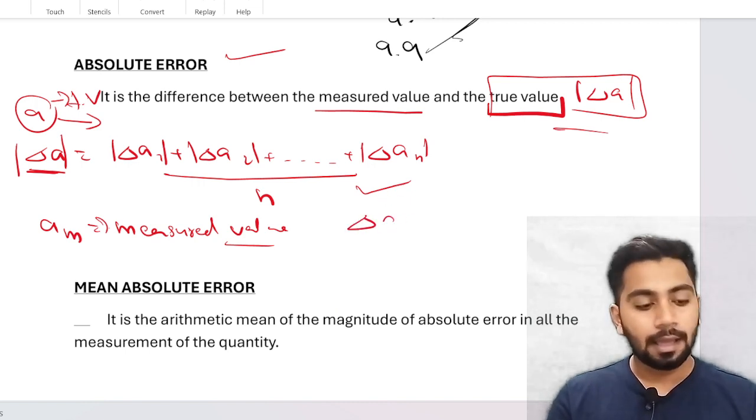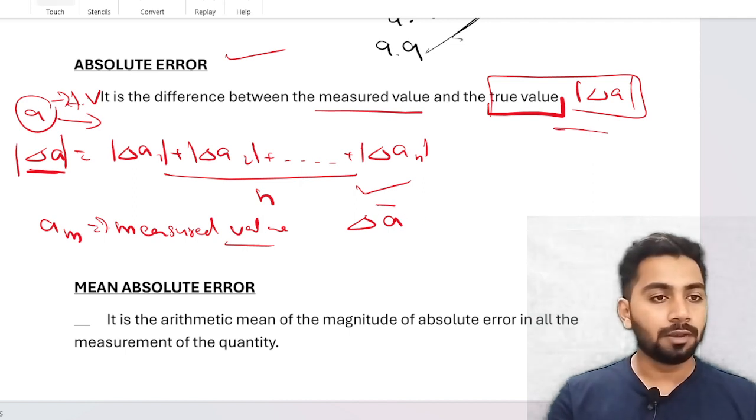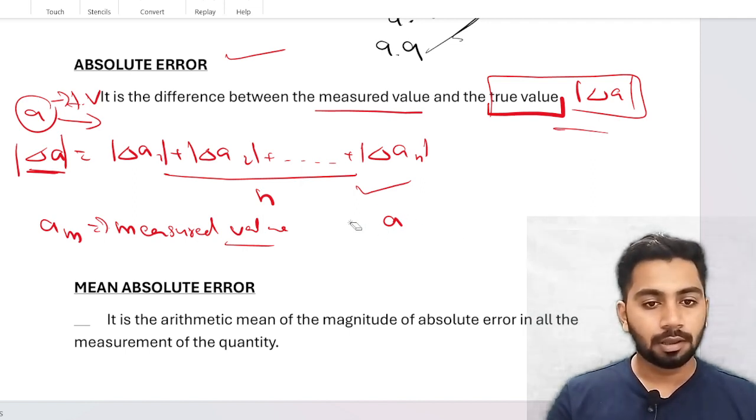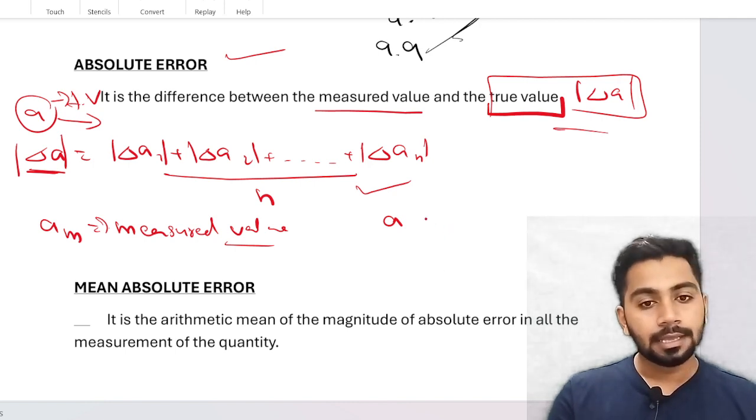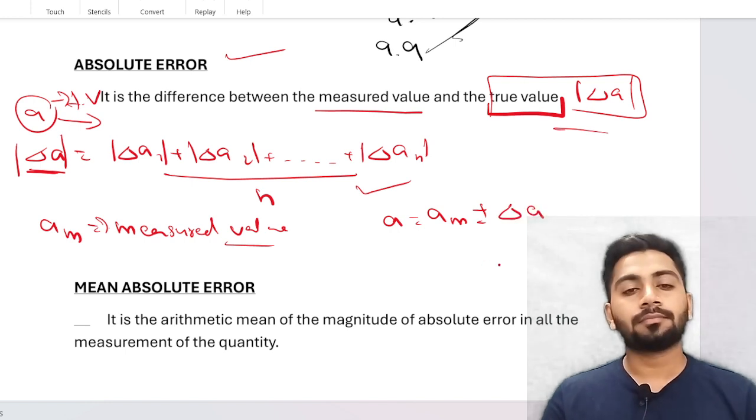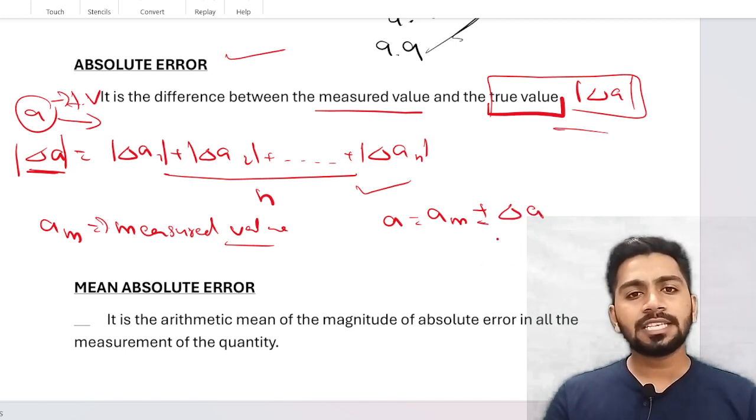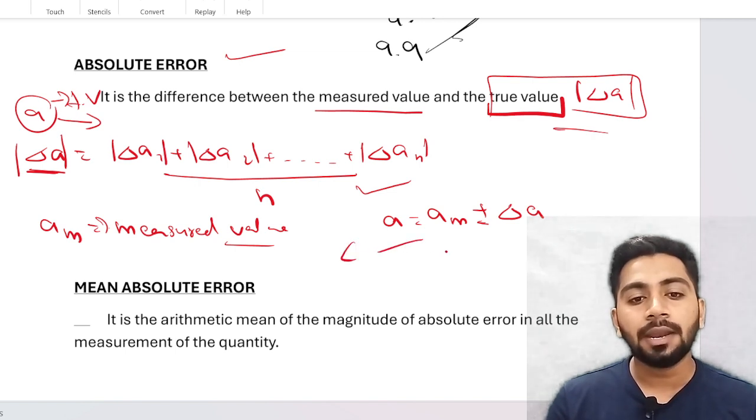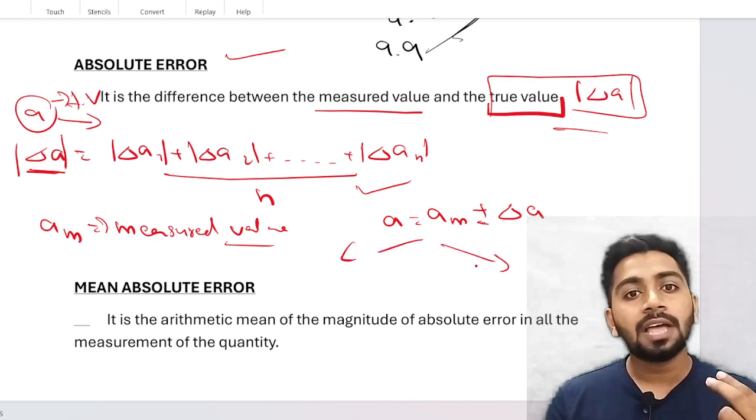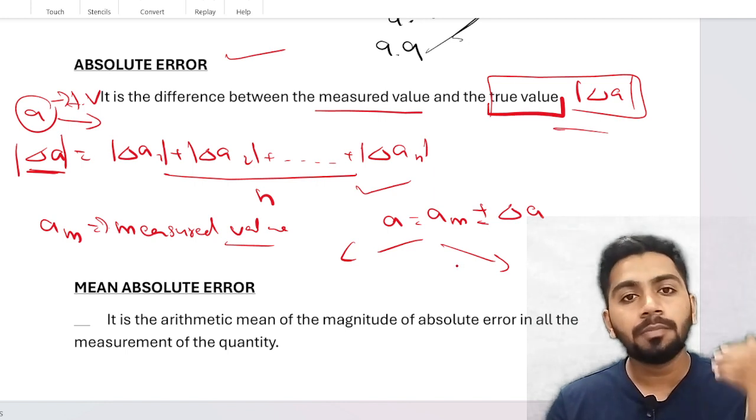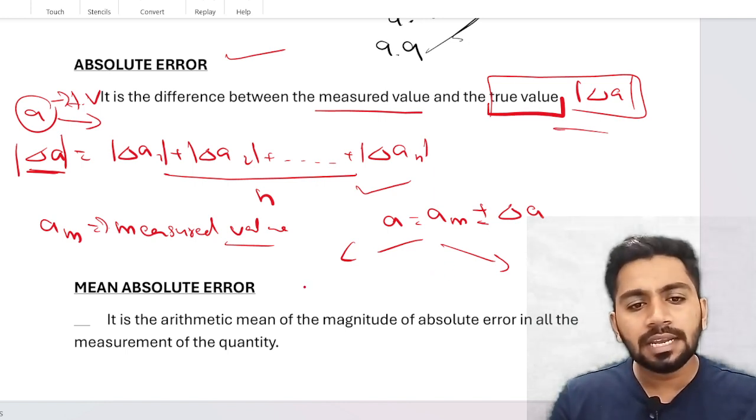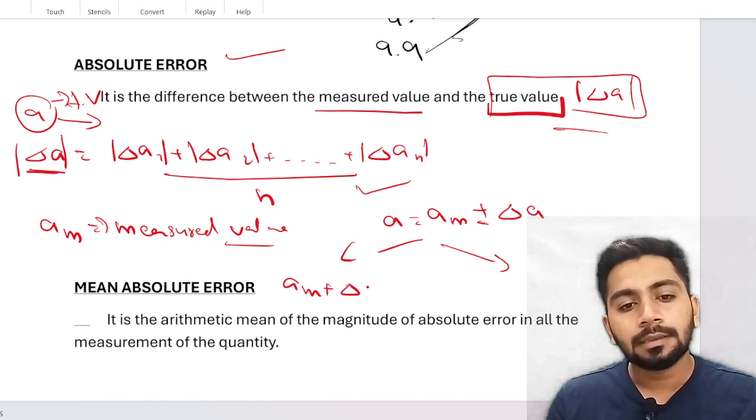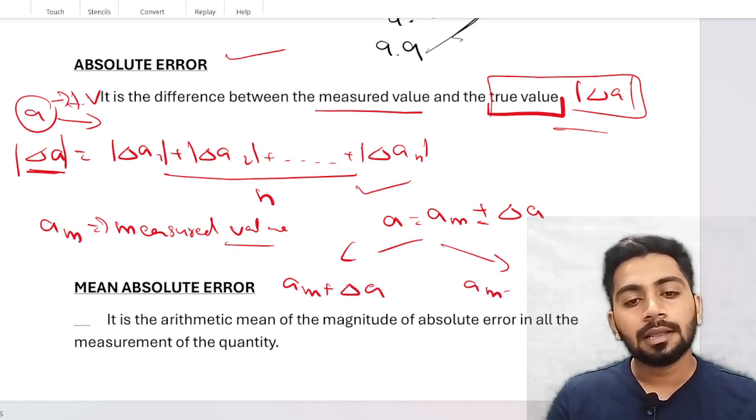Absolute error Δa is equal to plus or minus the difference. Just simple. Sir, you said difference, but you are writing plus or minus. Why? I will tell you. If you are doing an experiment, there are two possible chances: the result of your value may be greater or may be lesser. If it is greater, this happens. If it is lesser, this happens.